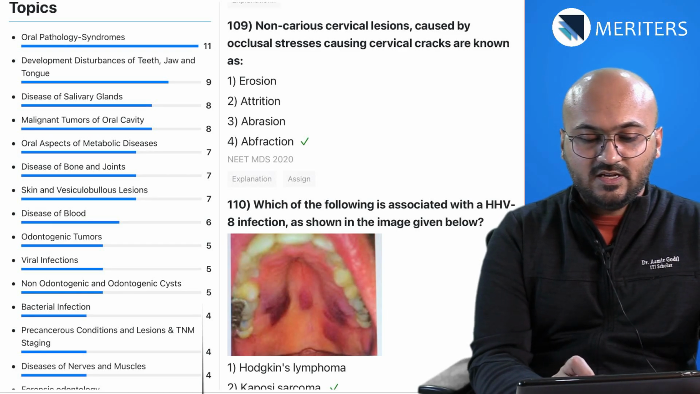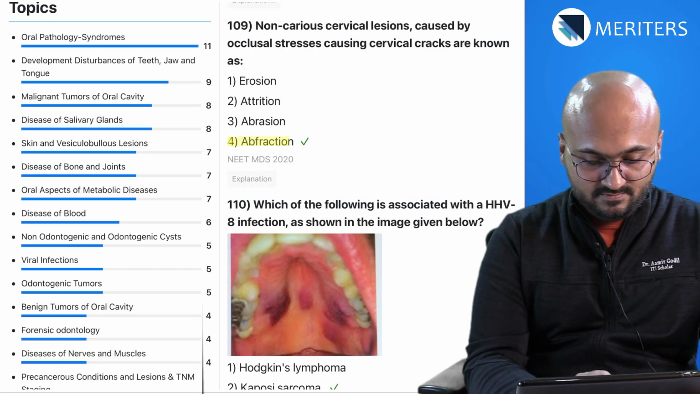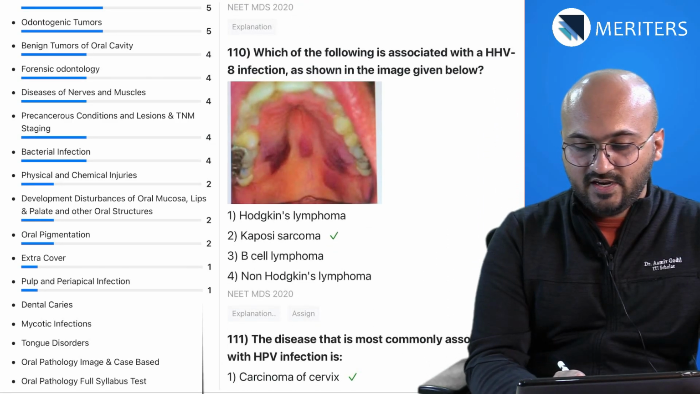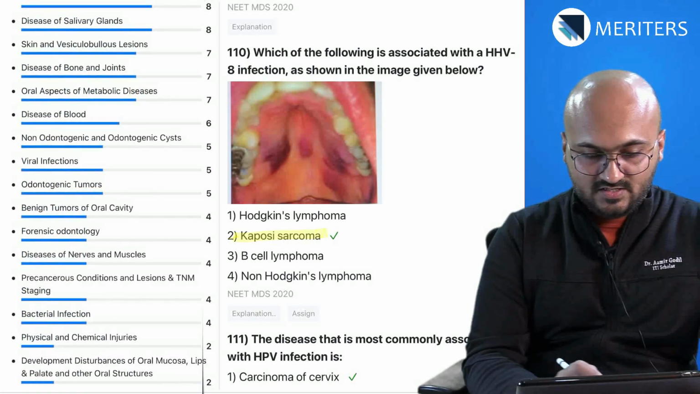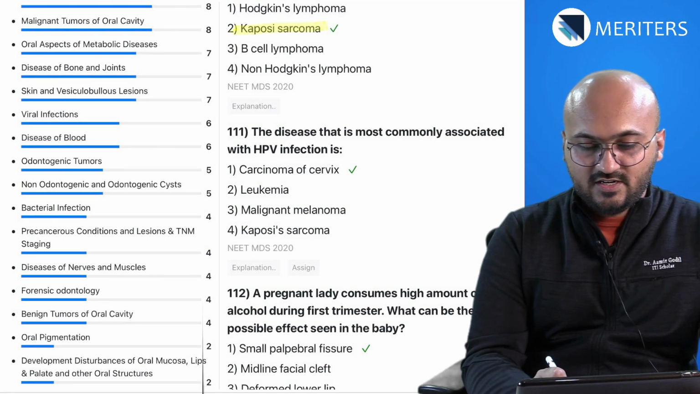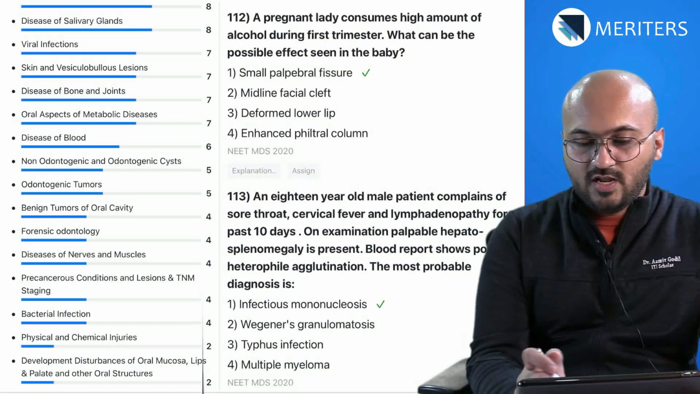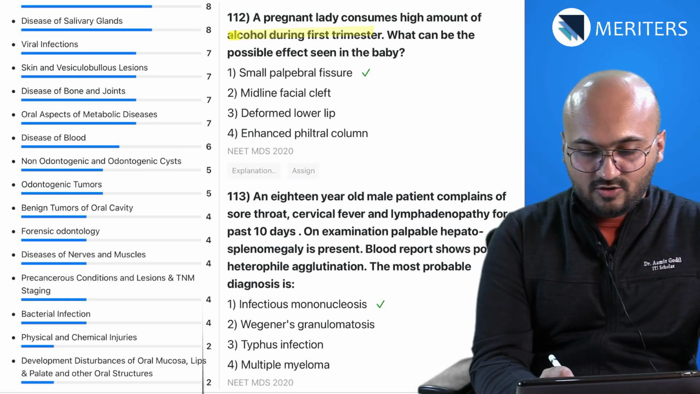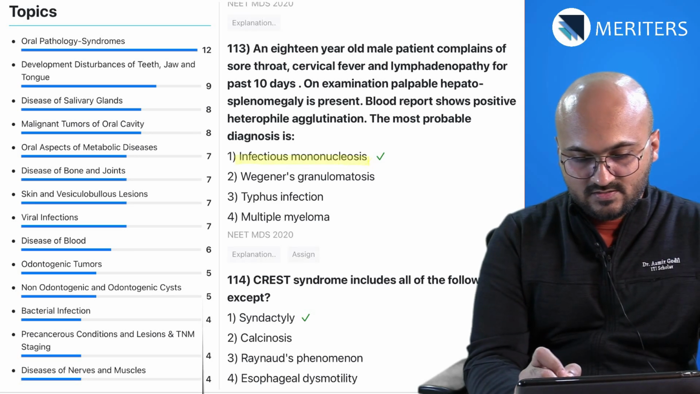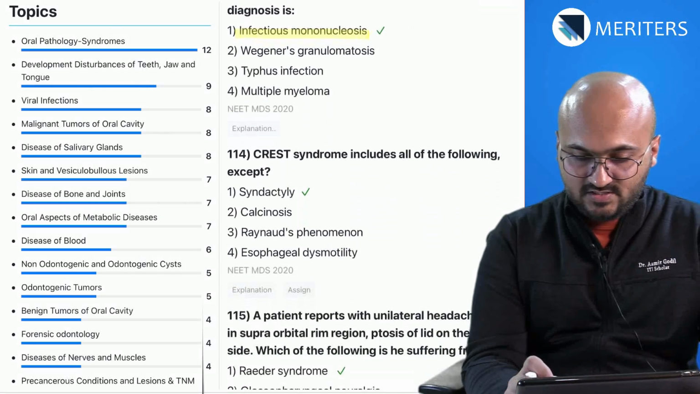Then physical injuries and regressive changes, attrition, right? Which of the following is associated with HHV8? Kaposi sarcoma, that is viral infections. Most commonly associated with HPV, viral infections. Pregnant lady consuming alcohol in the first trimester, fetal alcohol syndrome, diagnosis of infectious mononucleosis. Epstein-Barr virus is the etiology, so viral infections.